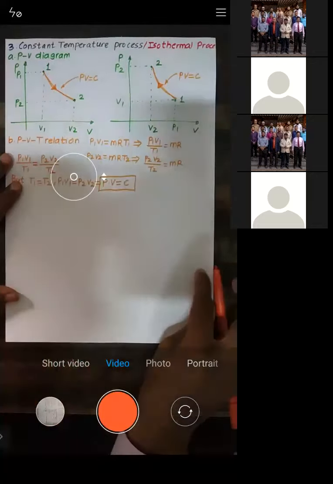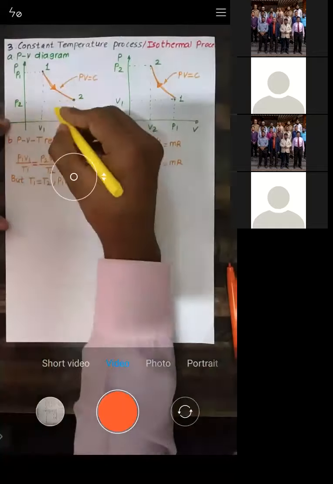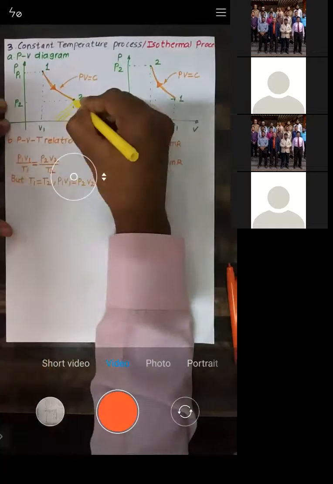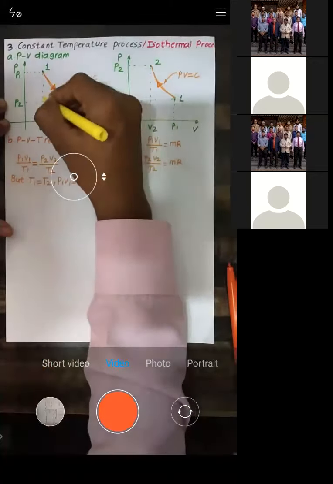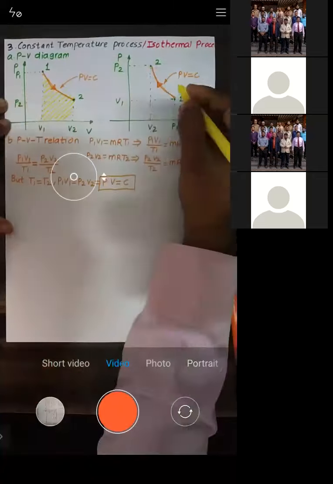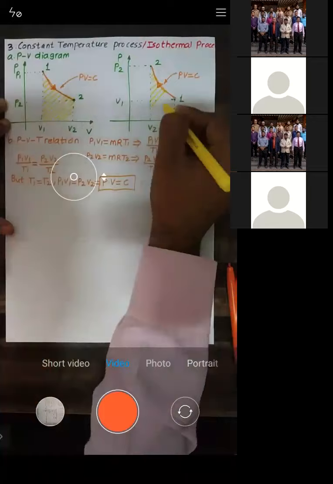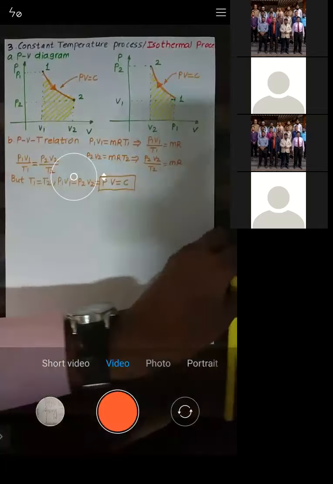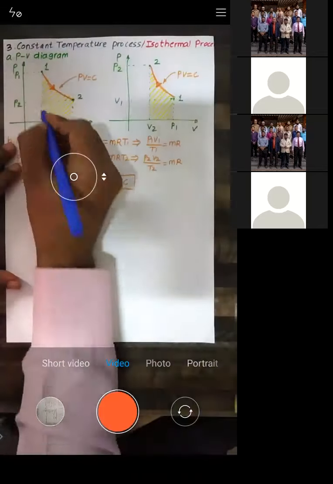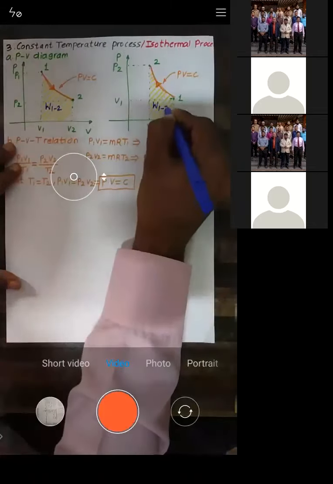So see, as I told you, if you calculate the area below this process, this is the area which comes below this process. If you calculate this area, it will give you the value of work transfer. So this is the work transfer during 1 to 2.